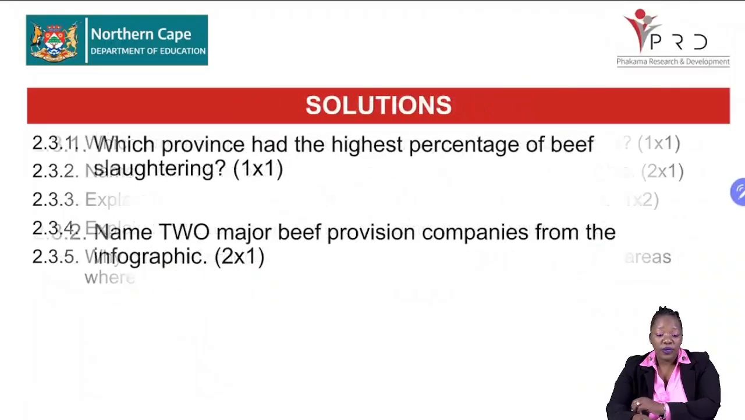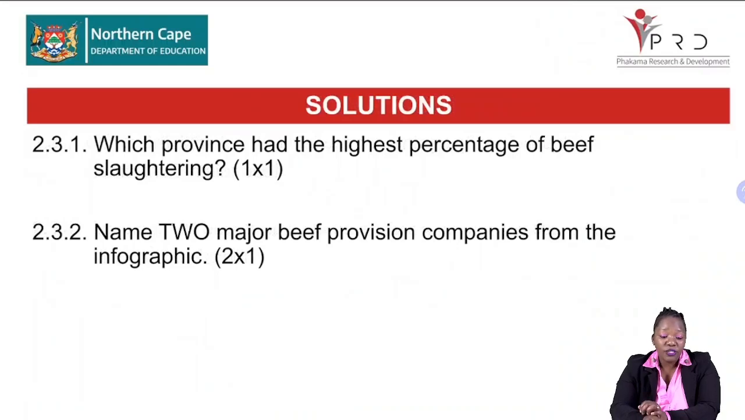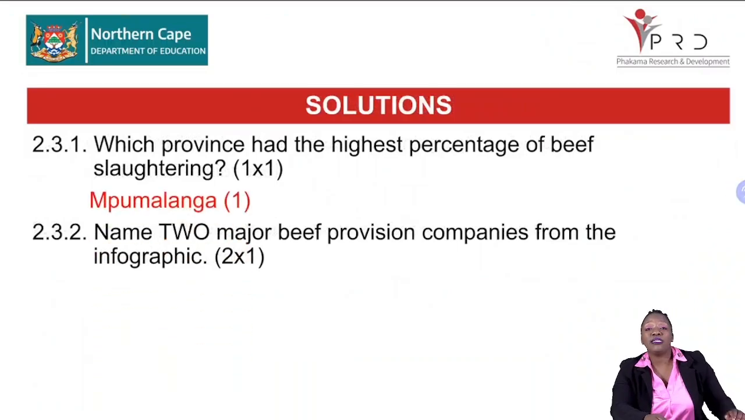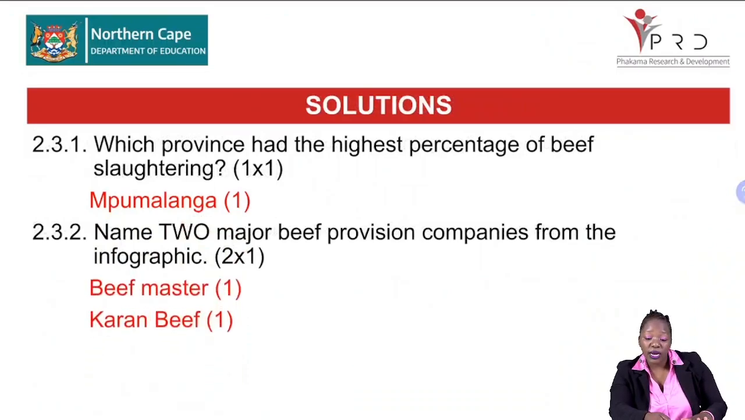Grade 12, with the hope that you are all done. So looking at our first question, it says, which province had the highest percentage of beef slaughtering? By going through the pie chart, you will realize that Mpumalanga was the one with the highest percentage, for 1 mark. Then secondly, you name 2 major beef provision companies from the infographic.